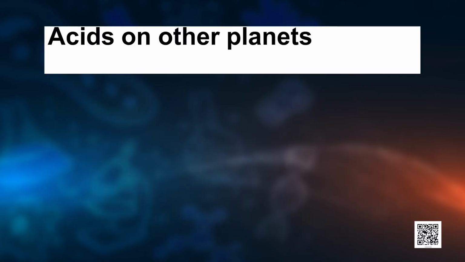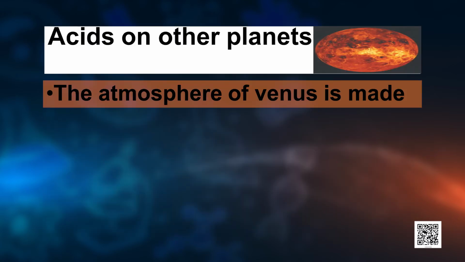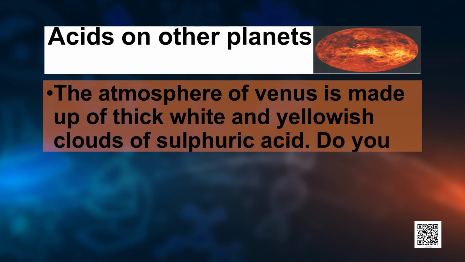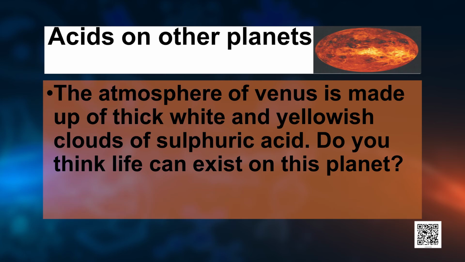Is there acid on other planets? The atmosphere of Venus is made up of a thick white and yellowish cloud of sulfuric acid. Now, with this thick cloud of sulfuric acid, do you think life can exist on this planet? Do you remember I said sulfuric acid is very toxic?